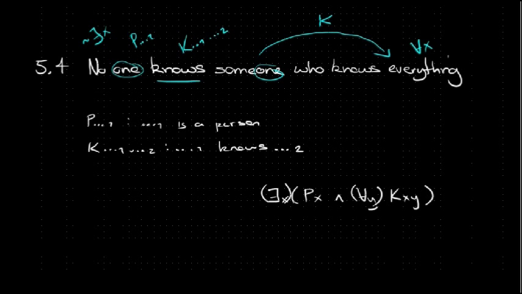Okay, so there's someone who knows everything, and what we want to say is that there's nobody who knows someone who knows everything. Right, so say there's no z such that z is a person and there is someone who knows everything and z knows that person. And there we go.